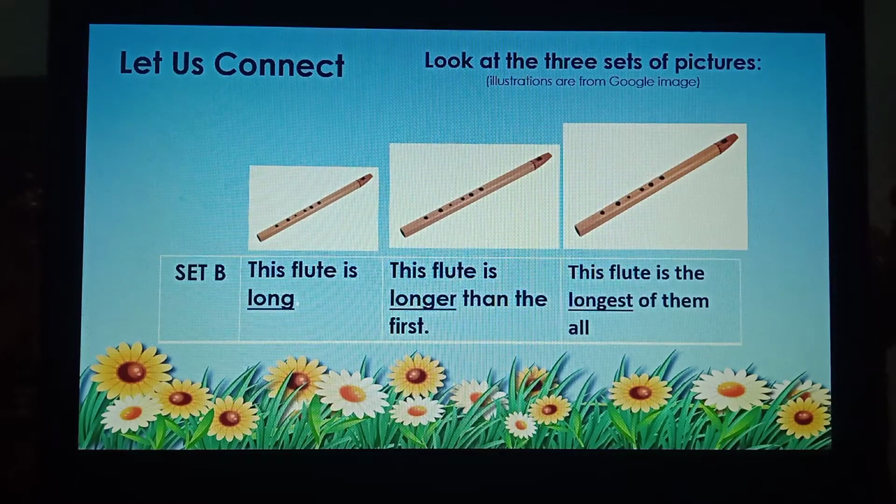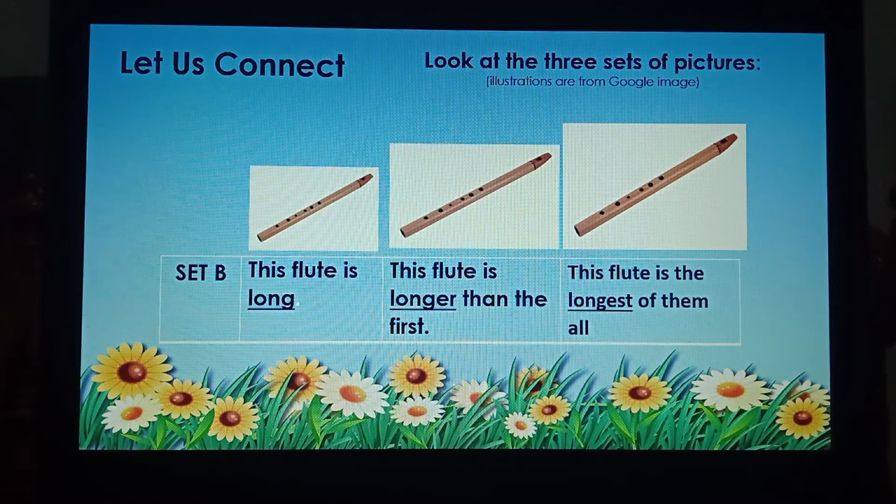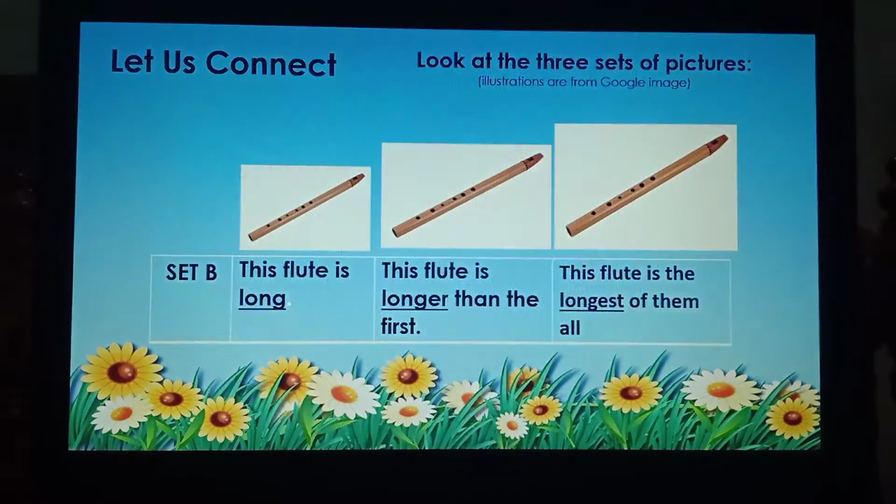Let us move on to set B. This is a picture of a flute. I am going to read the sentences. The first sentence is: This flute is long. The second sentence is: This flute is longer than the first. And the last sentence is: This flute is the longest of them all. The underlined words are long, longer, and longest.